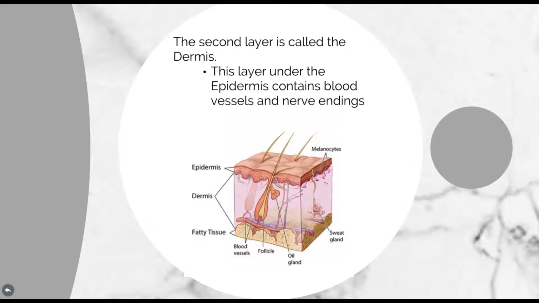Now the second layer is called the dermis. This layer under the epidermis contains blood vessels and nerve endings. If you see the illustration, we will be able to see from the top, which is the epidermis, down to the dermis, and all the way down, which is the fatty tissue, and so on.